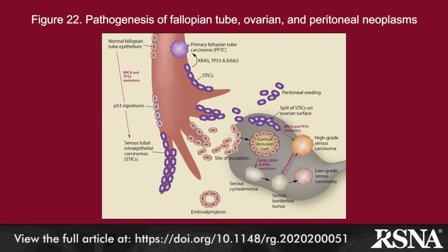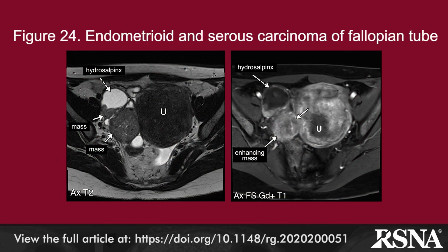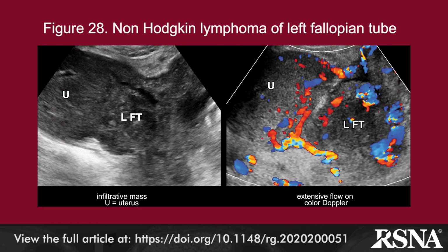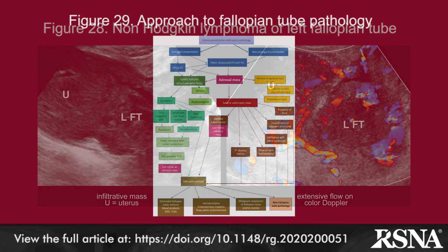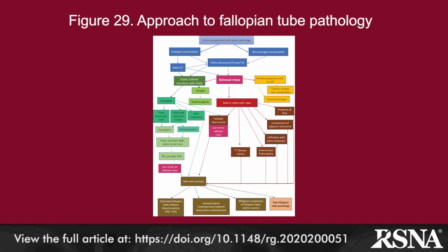Moving to neoplasms, the authors review the origins of low and high-grade serous neoplasms of the tubes, ovary, and peritoneum. Primary fallopian tube carcinoma is hypointense on T1-weighted images, isointense to mildly hyperintense on T2-weighted images, and shows mild to moderate enhancement on post-contrast imaging. Local gynecologic tumors of the ovary, uterus, and cervix, and non-gynecologic tumors of the colon and breast and lymphoma can result in tubal metastases. Figure 29 provides a summary algorithm on the approach to suspected fallopian tube pathology.